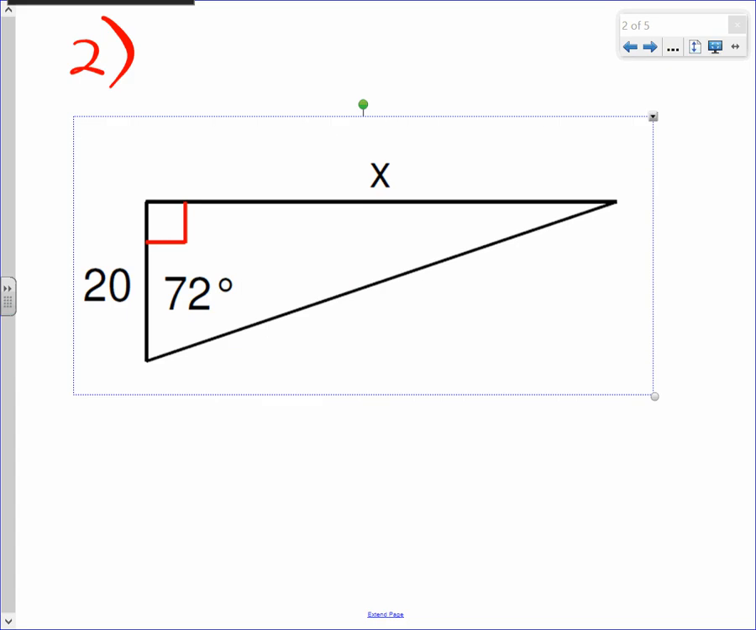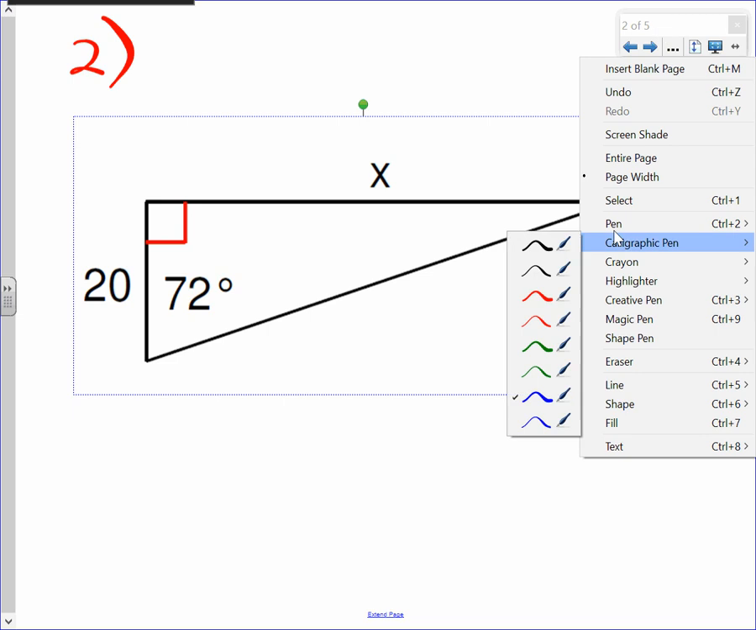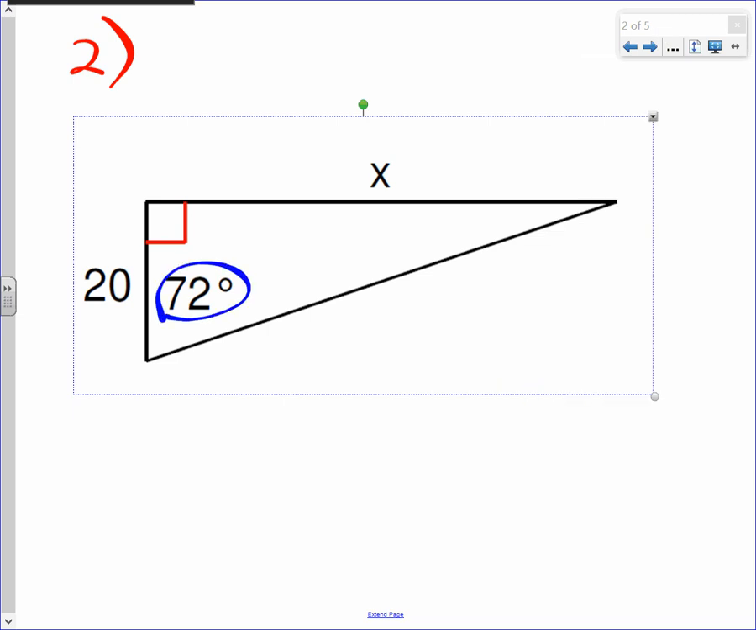So we have an acute angle. We have an acute angle of 72 degrees, this angle here. I'm thinking of SOHCAHTOA. What ratio will I use, tangent, sine, or cosine? Well, that depends on what they gave us. What side is this in relation to the angle? Adjacent. So it's either going to be tangent or cosine.